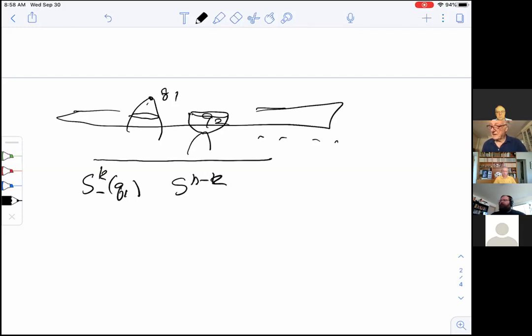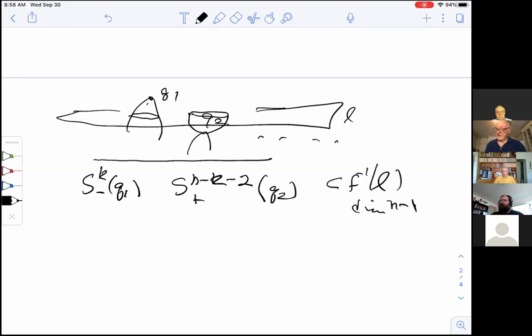Q2 is a critical point of index k, so its ascending manifold is of dimension n minus, sorry, this is a critical point of index k plus 1. This is also a critical point of index k plus 1. So its ascending manifold is a sphere of dimension n minus k minus 2. These sit inside F inverse of L, which is of dimension n minus 1.